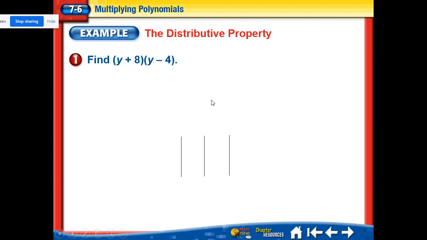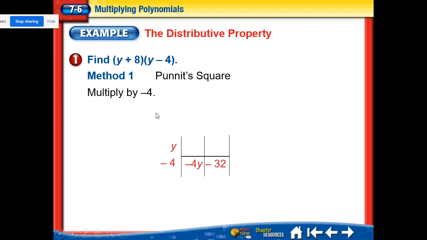There's two main ways that we're going to go about doing this. The first one is called the Punnett Square. This kind of comes from science class. And notice the two binomials here. We have y plus 8 and y minus 4. And what we do is we do the y plus 8 on the top, and then y minus 4 on the side. You can interchange those, that's fine. But the y and the 8 have to go in one spot, and the y minus 4 have to go in the other. So if you want them switched, that's fine.